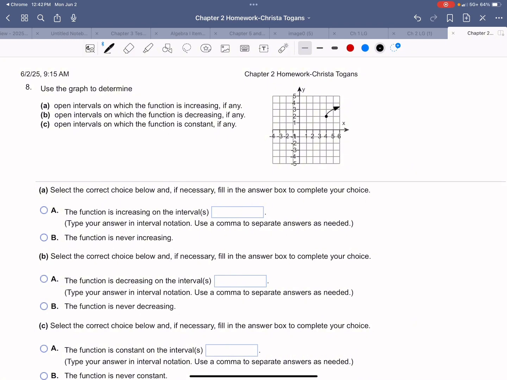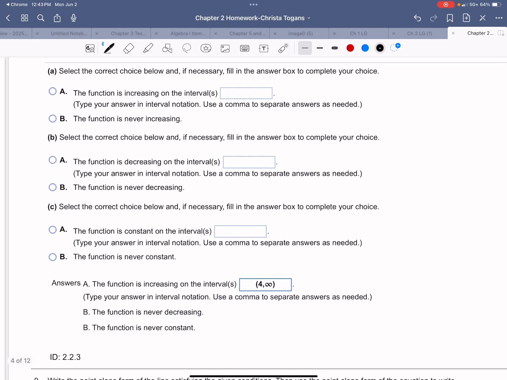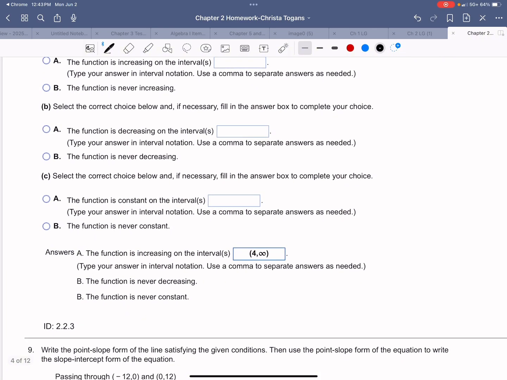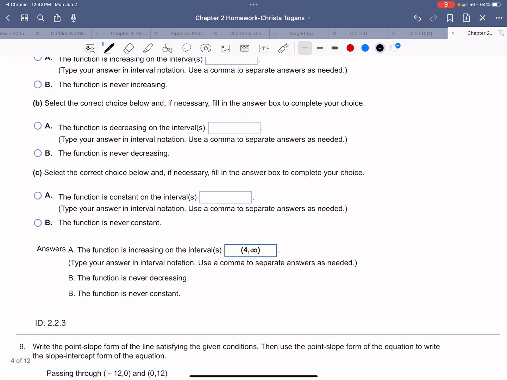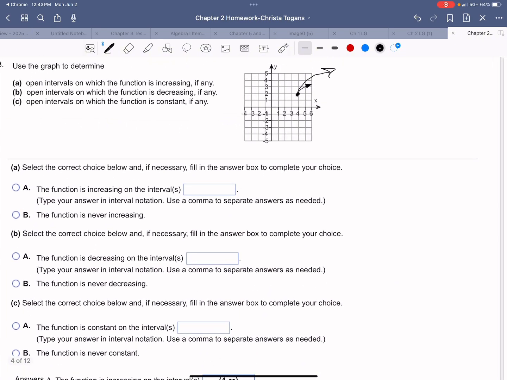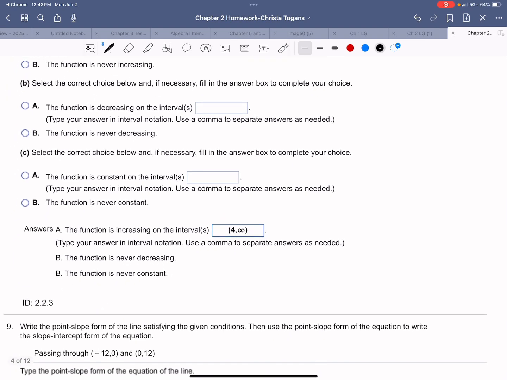Using the graph to determine the increasing, so we start here, and we grow forever. So you can see here the function is increasing on the interval from 4 to infinity. The function is never decreasing, and the function is never constant.